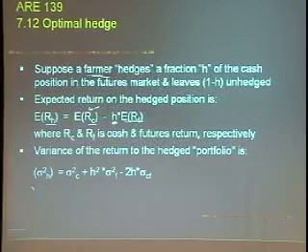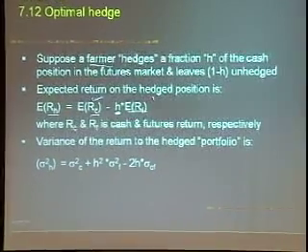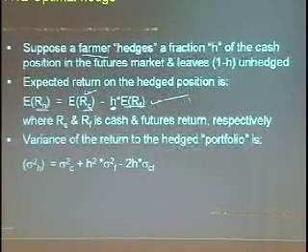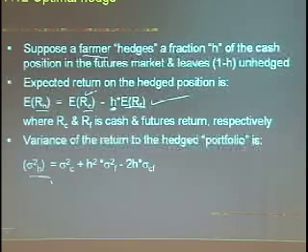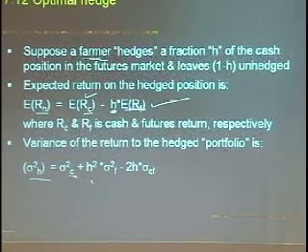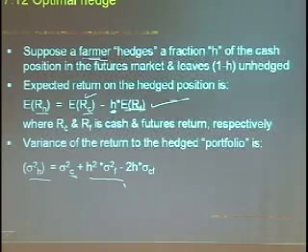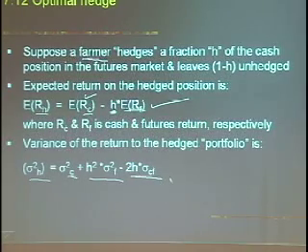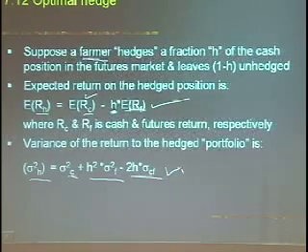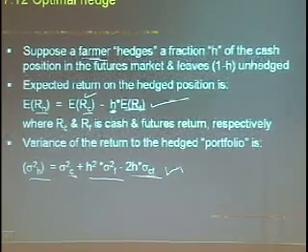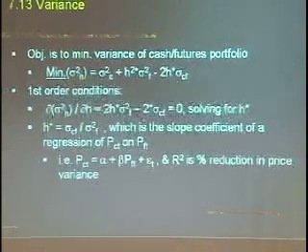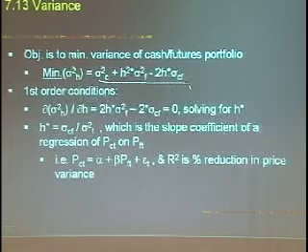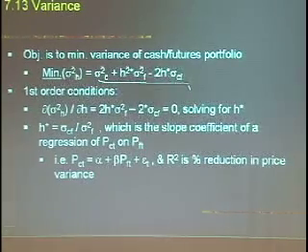So we write down its variance. We take this expression up here and write down its variance. Then we have the variance of the hedge position is equal to the variance of the cash plus h squared times the variance of the futures minus 2h times the covariance between the cash and the futures. You probably recognize this from your finance class. So this is the variance of the hedged position.